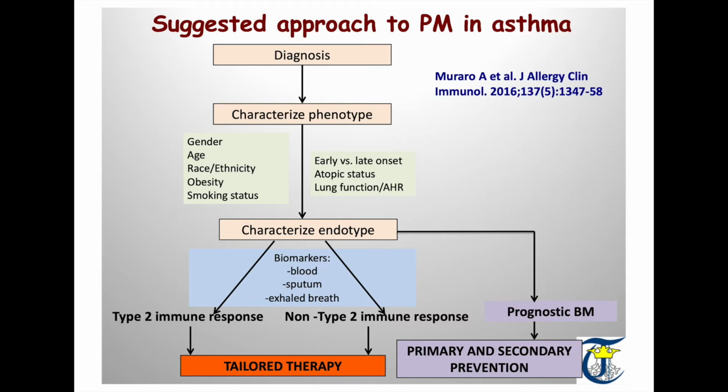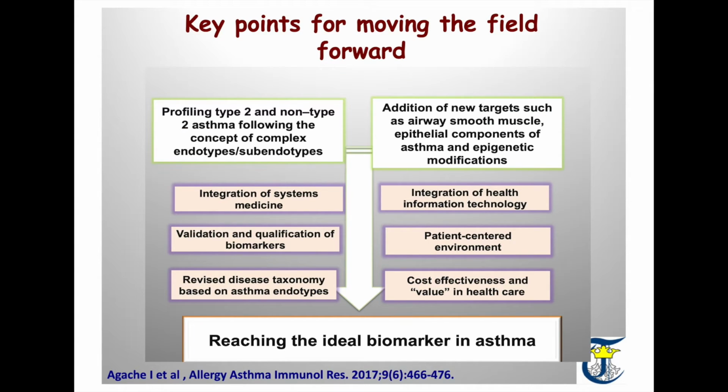Last but not least, you have to integrate here your prognostic biomarkers, because primary and secondary prevention are very important for these patients. What would be the key points for moving the field forward? First of all, we need to understand the concept of these sub-endotypes, so multiple pathways working inside the big umbrella. Then we need, besides inflammation, to look at the airway smooth muscle, epithelium, and epigenetic modifications.